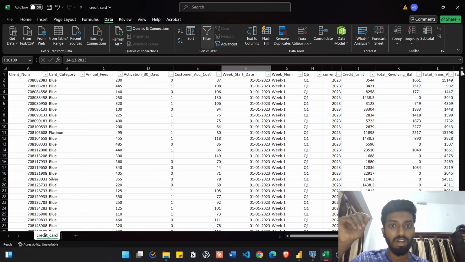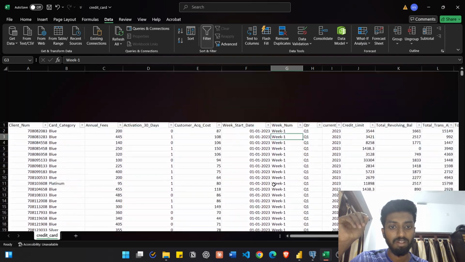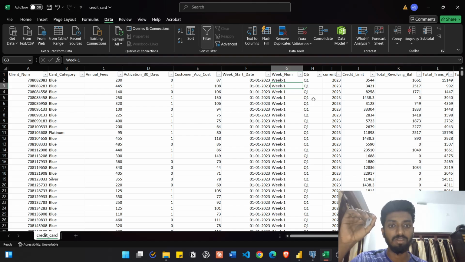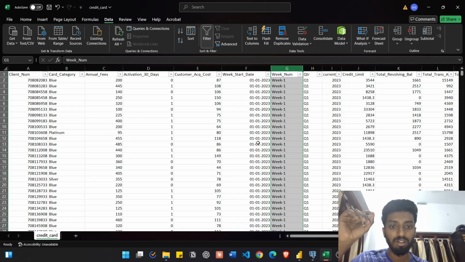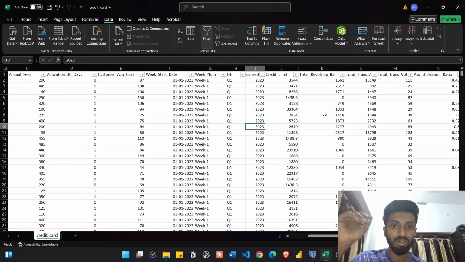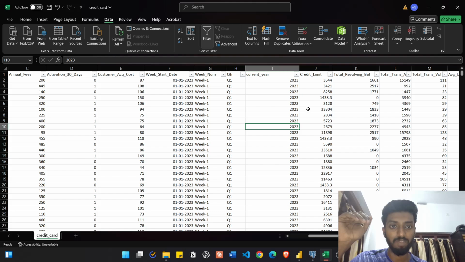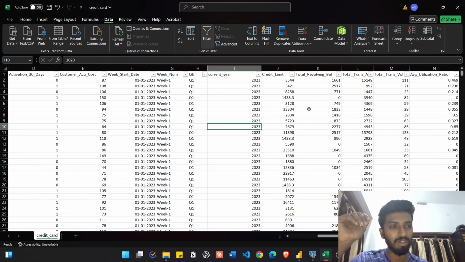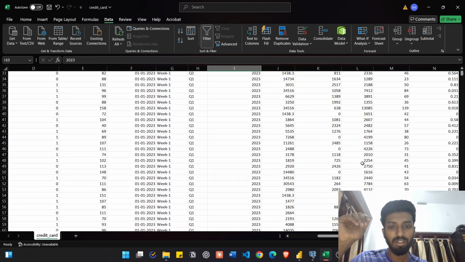Then we have the week number, so 52 weeks. This is a custom column that we created after creating the week start date, using a Power BI DAX function. Then we have quarter for the four quarters. Then we have current year, which is pretty much the same. This is the data set we got.